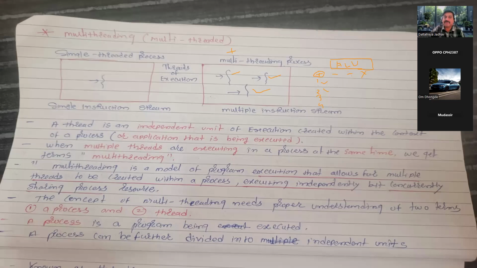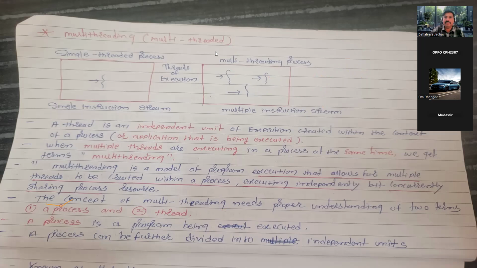The concept of multi-threading needs an understanding of two terms. One is a process and the second is a thread. A process is a program being executed. A process can be further divided into independent units. So basically we are understanding the concept of the multi-threading parameter.